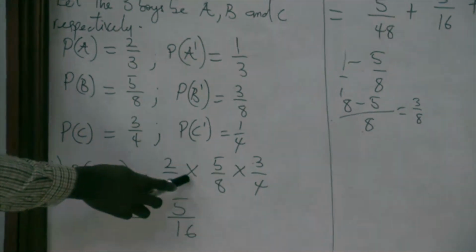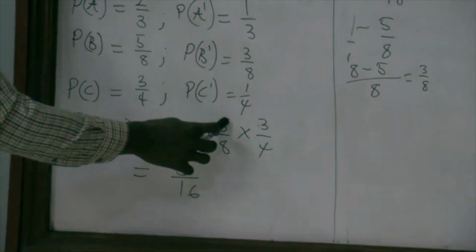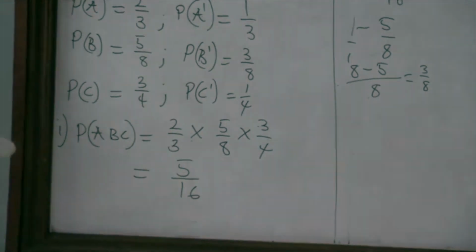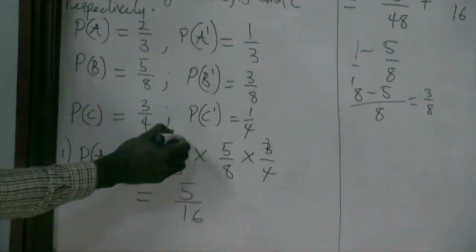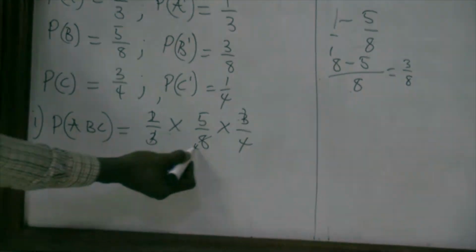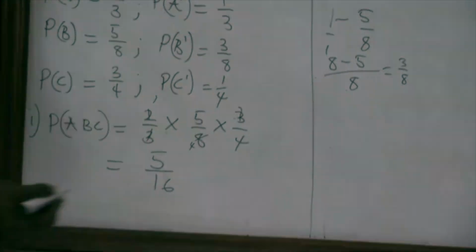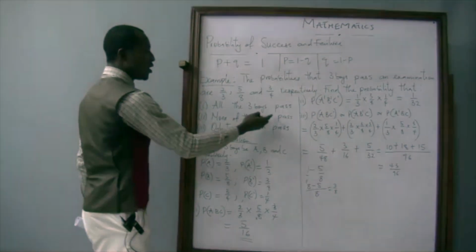So the rest is just to simplify. 3 here can cancel this 3. 2 here, 1, 2 in 8, 4. So that's 5 at the top. 4 times 4, 16. So 5 times 1 is 5, 4 times 4 is 16. And that is the final answer for that. The second question, none of the boys passed.